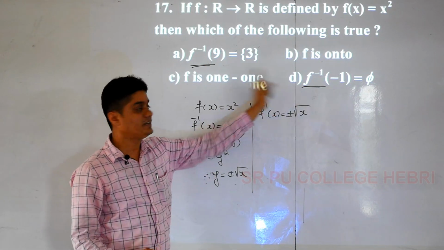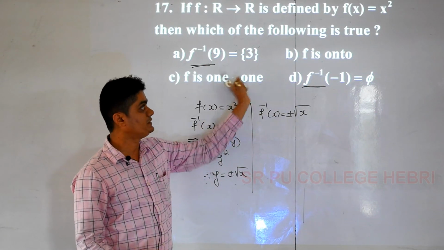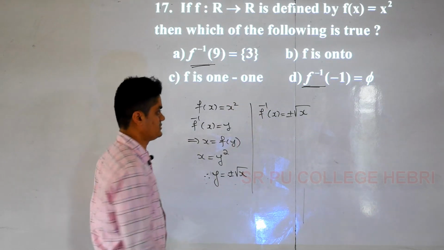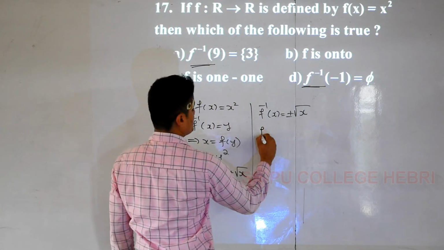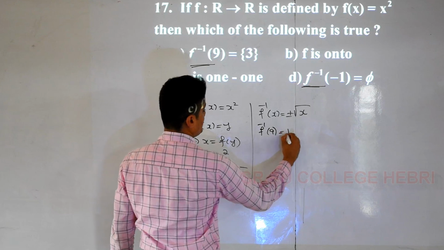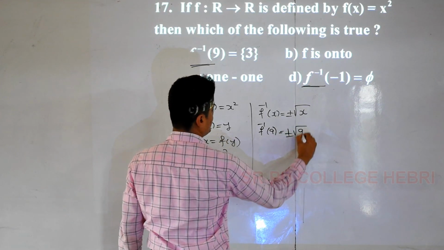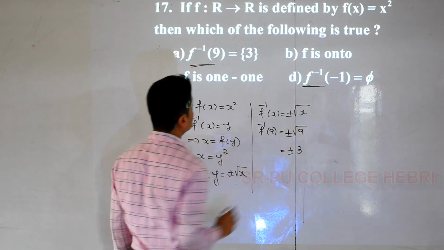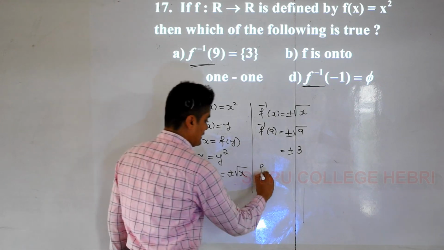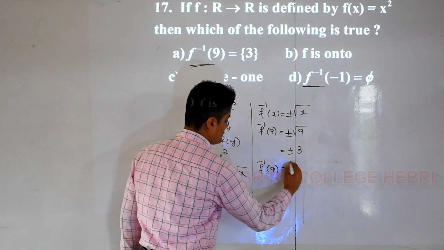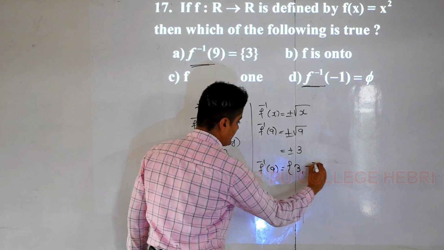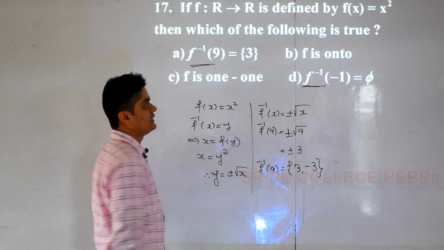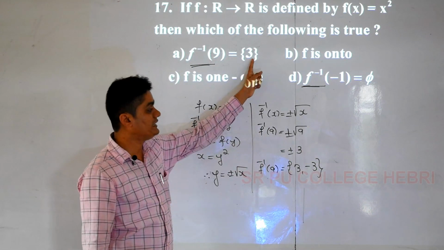First verify this. Then if these two are not possible, one of these two definitely satisfies. Okay, let me find out f inverse of 9. Plus or minus square root of 9, that is plus or minus 3. This implies you can write f inverse of 9 is equal to either 3 or minus 3. But here, how is it? F inverse of 9 is given as only 3.